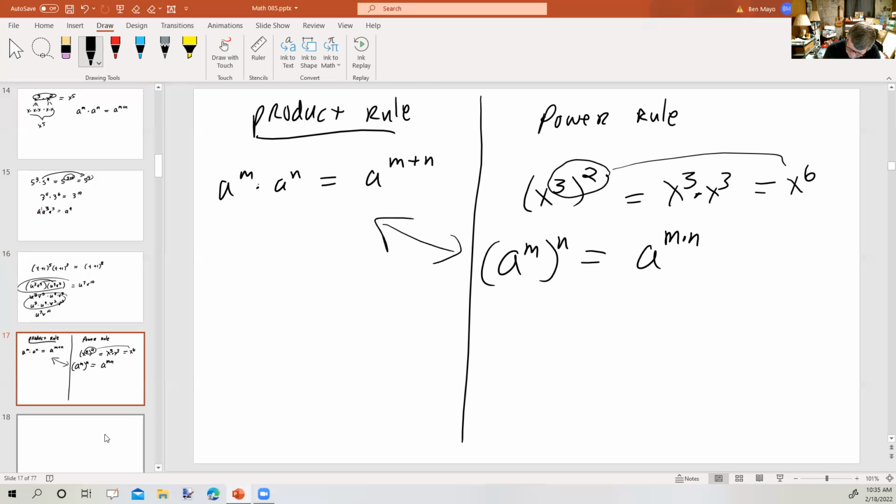So be careful. So let's say I have y to the fourth power, all to the fifth power. That's y to the 20th power. But if I had y to the fourth power times y to the fifth power, that would be y to the ninth power. So be careful that you don't get those two rules mixed up.